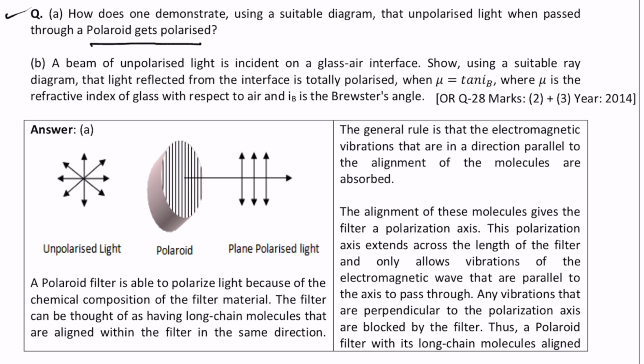Now a beam of unpolarized light is incident on a glass air interface. So using a suitable ray diagram, the light reflected from the interface is totally polarized. This is Brewster's law. Mu is equal to tan iB. This we already explained in the first question, where mu is the refractive index of the glass with respect to air and iB is the Brewster's angle.